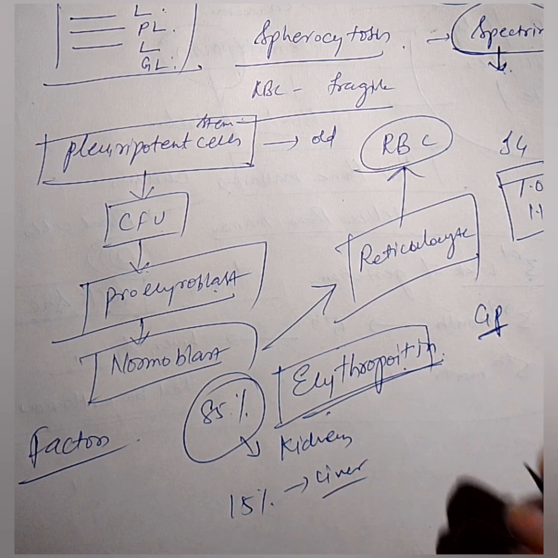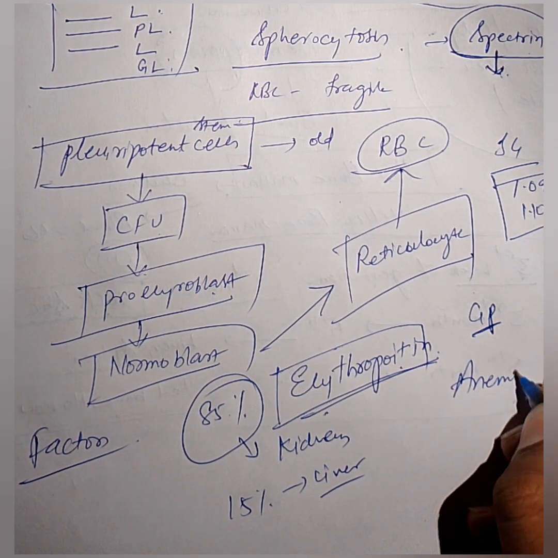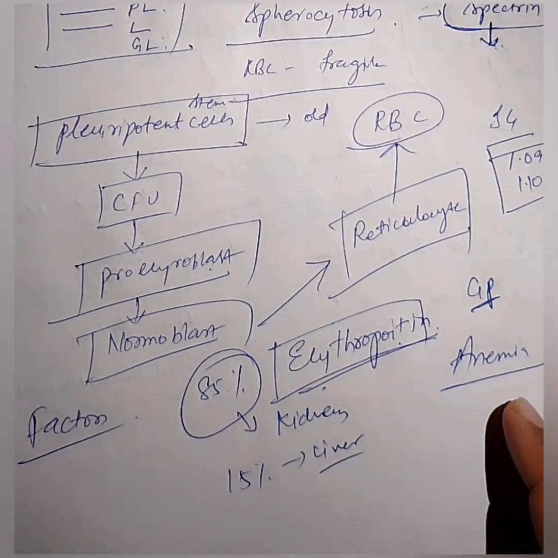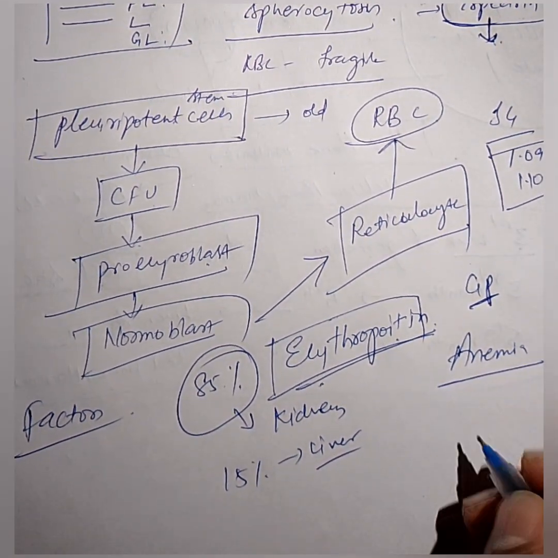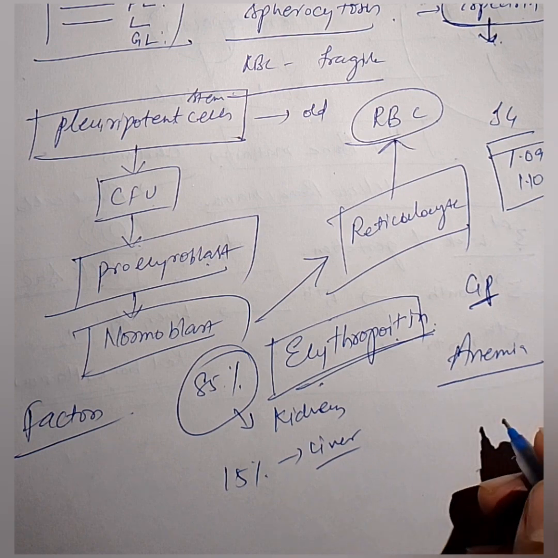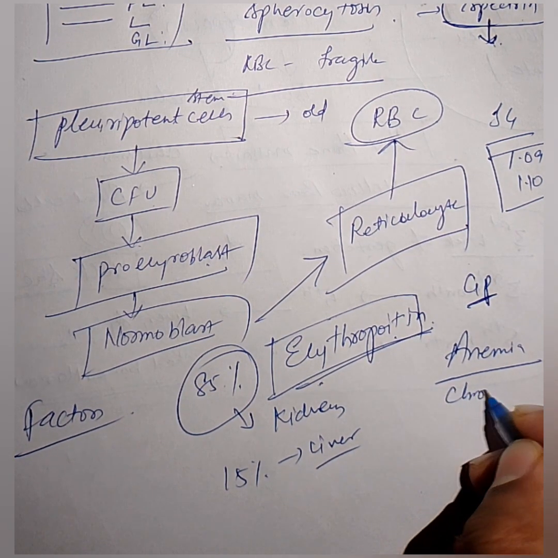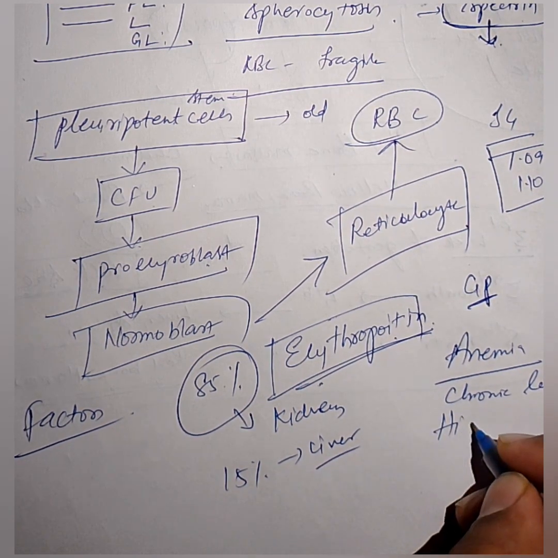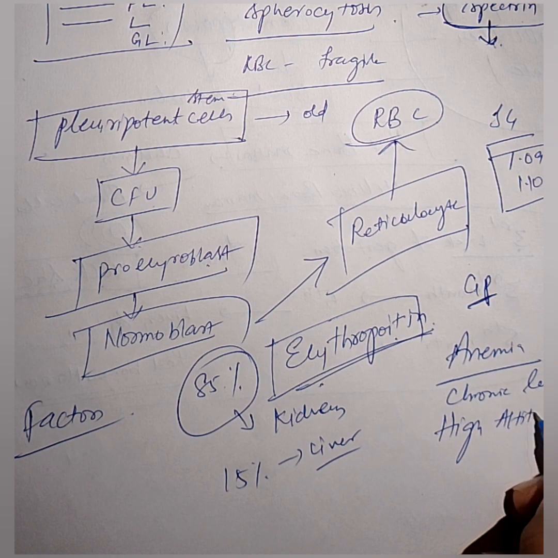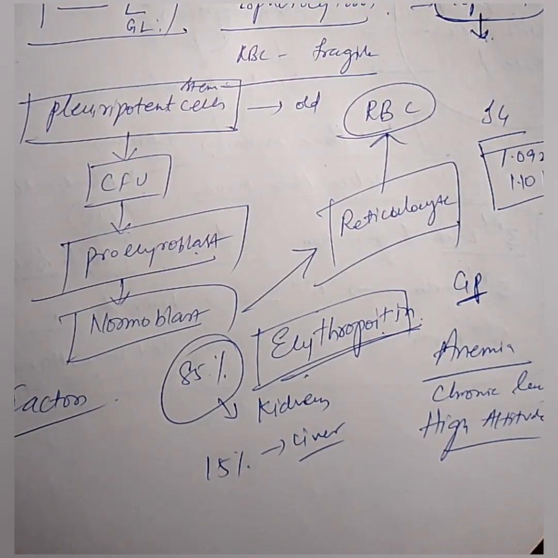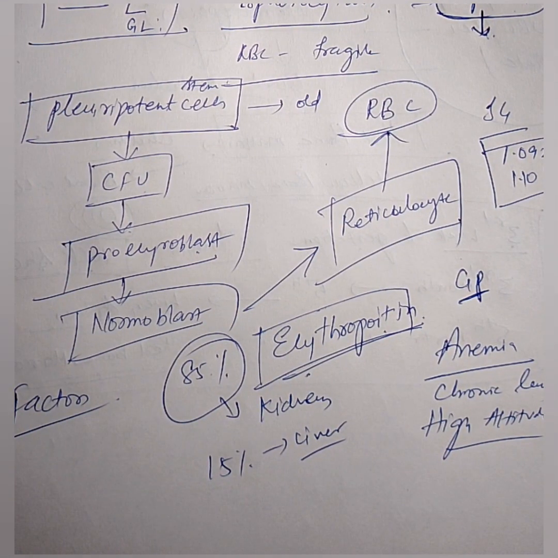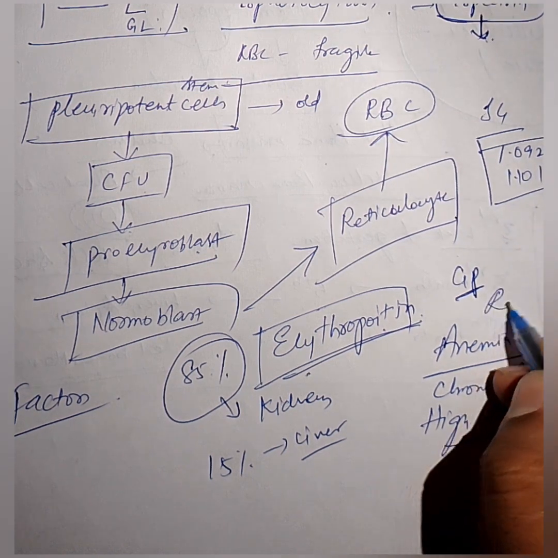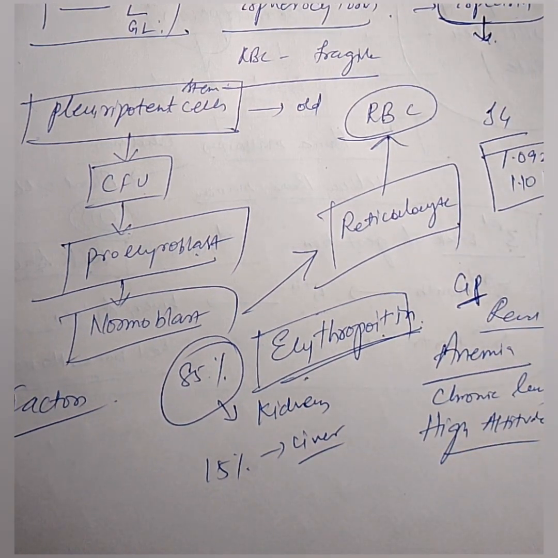And conditions like anemia. What is anemia? Decrease in RBC or decrease in the blood count, chronic lung disease and hemorrhage, and high altitude. If we go to higher altitudes like hill stations, as well as in hemorrhage conditions also, this erythropoiesis will be affected. Mainly in the renal failure condition also this will be affected.